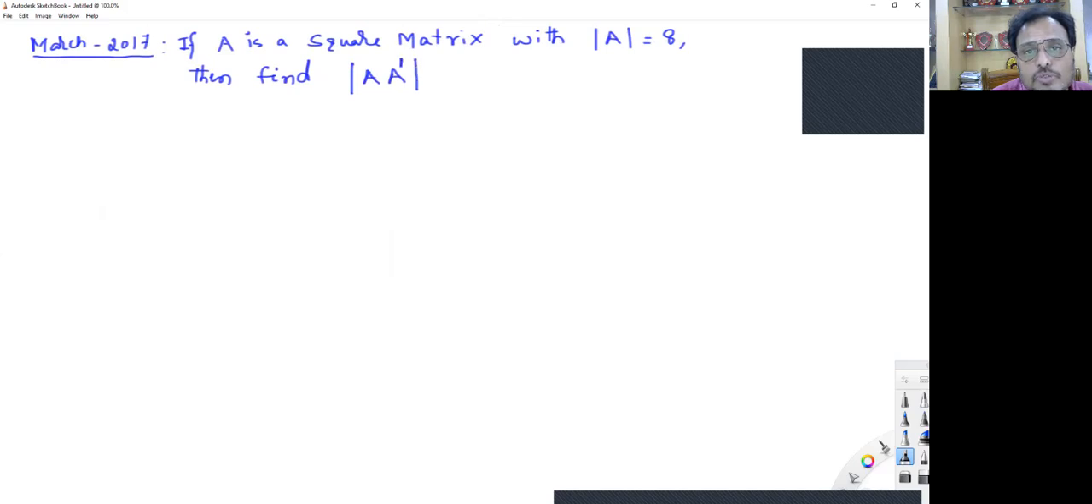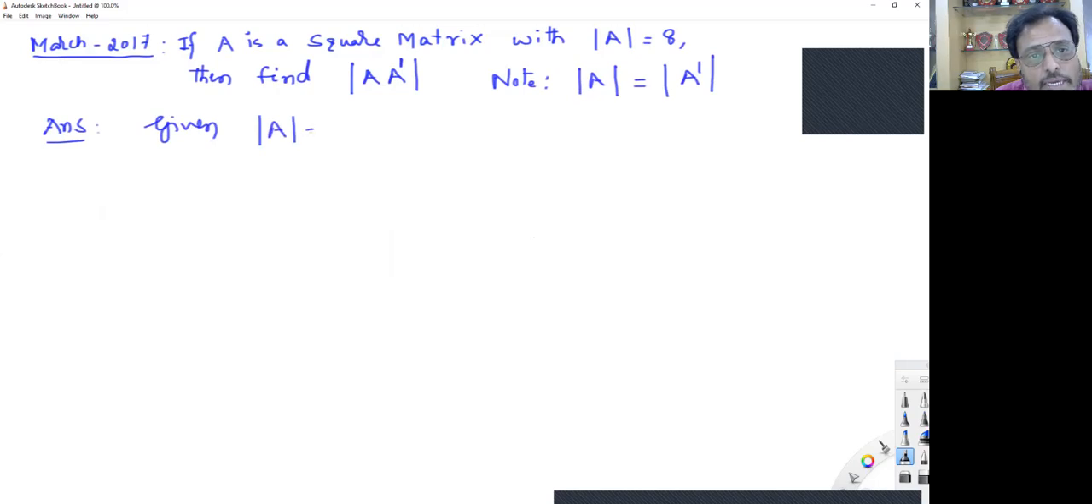Here, note that you must understand determinant of A and determinant of A transpose are always equal. This is the solution now. Since he has given determinant of A is equal to 8, therefore determinant of A dash, that is A transpose, is also equal to 8.